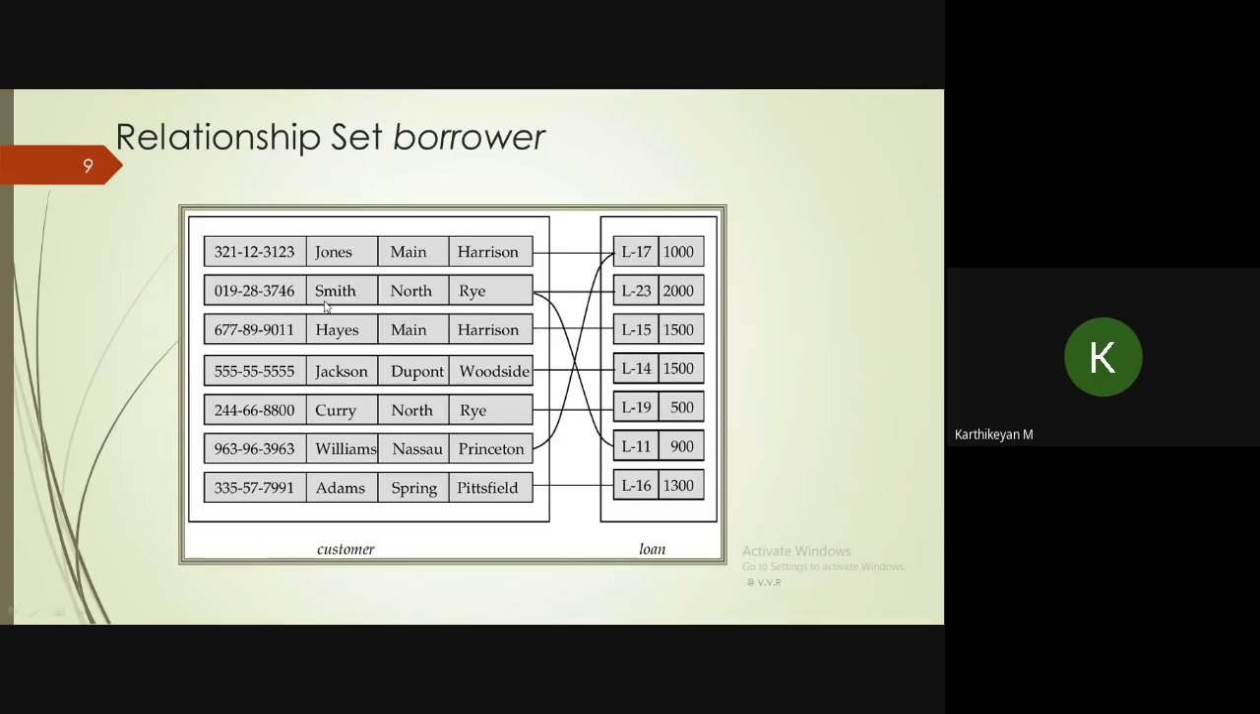Take another scenario: Smith has two loan numbers, L23 and L11. L23 has a 2000 balance and may be a home loan. L11 may be a car loan. So a person can have two loans from the same bank. That's why it is one to many from customer. This one is one to one mapping, and the remaining are all one to one mapping. So based on the mapping cardinalities, you have to describe the customer and loan relationship set.